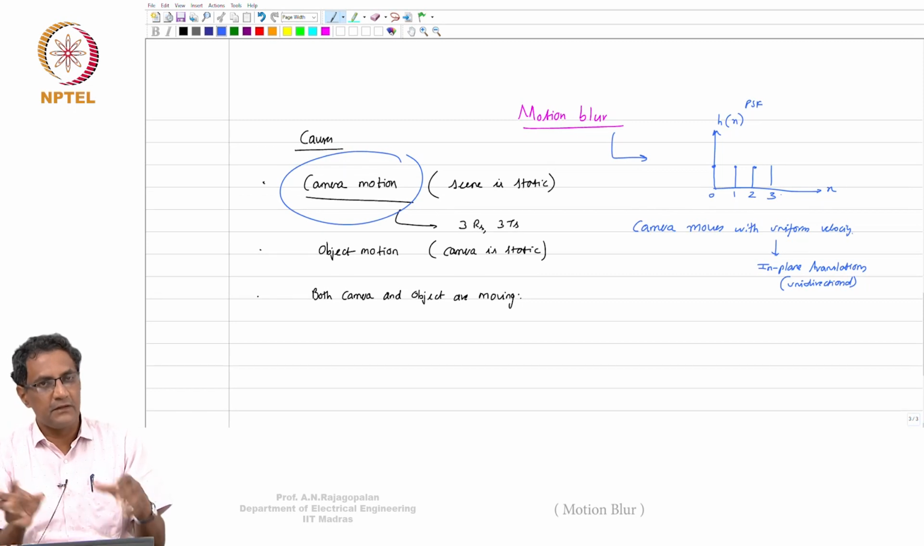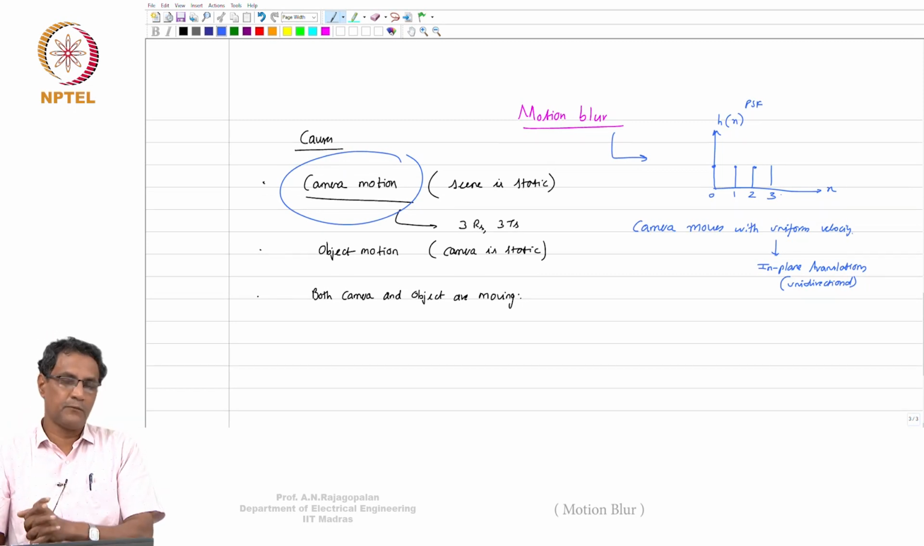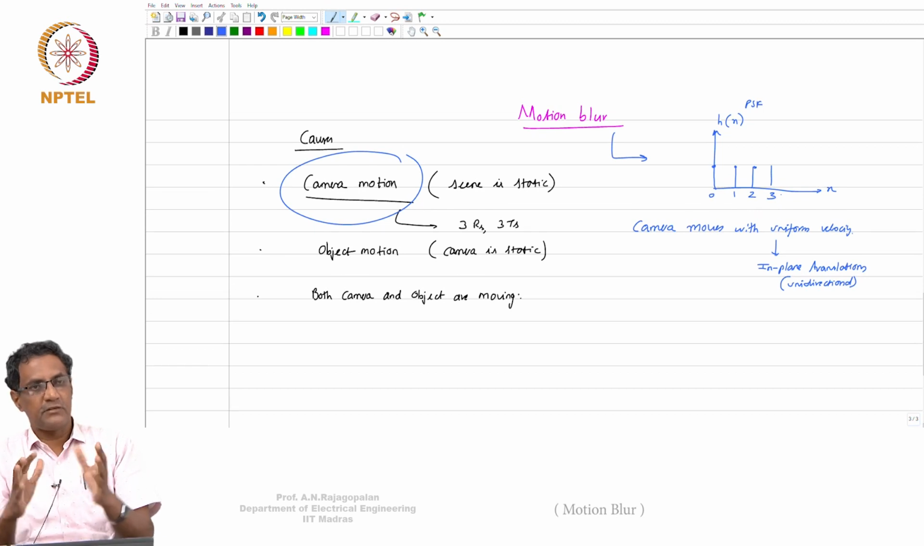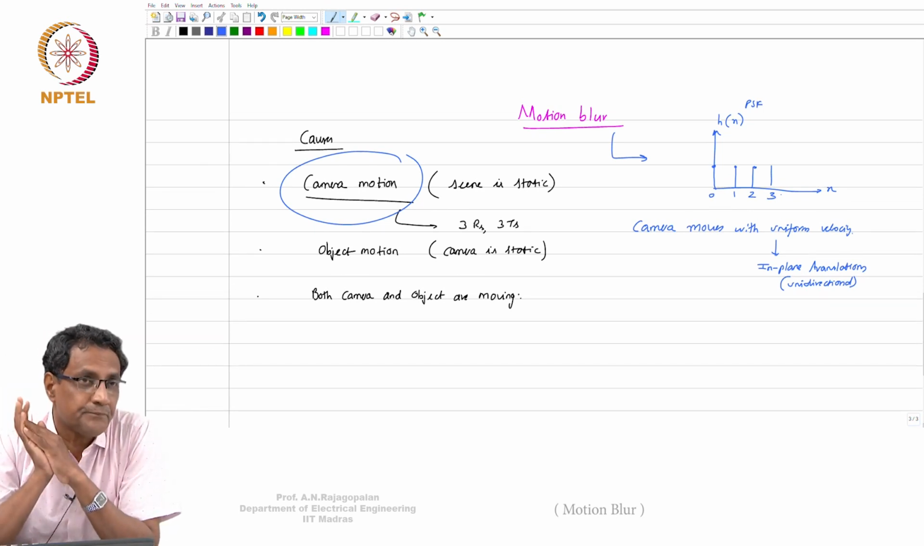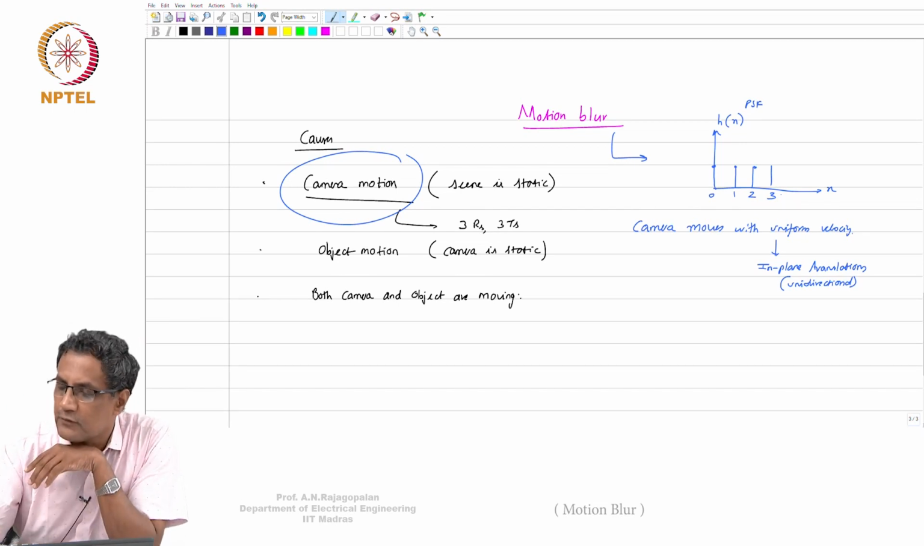You can also have fractional pixel motion, but people weren't worried about that, because if there's a 1 pixel motion, then clearly you can see blurring effects. Anything less than that, they would just ignore.